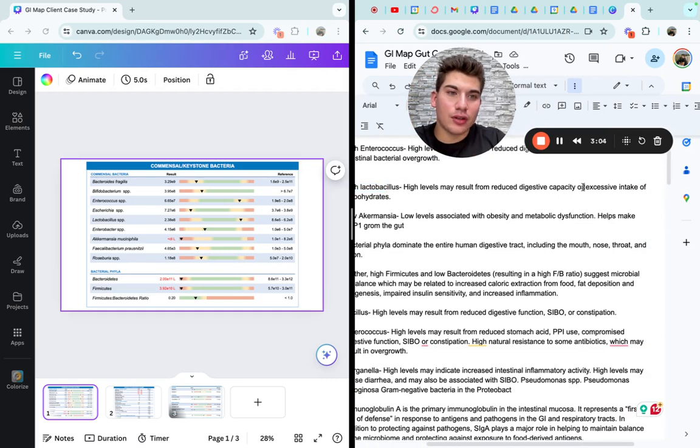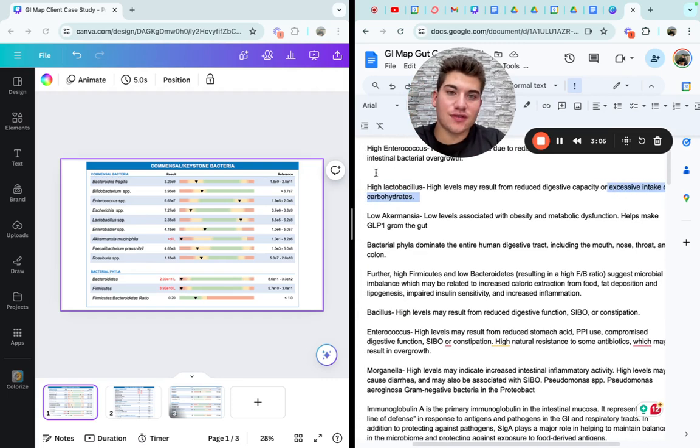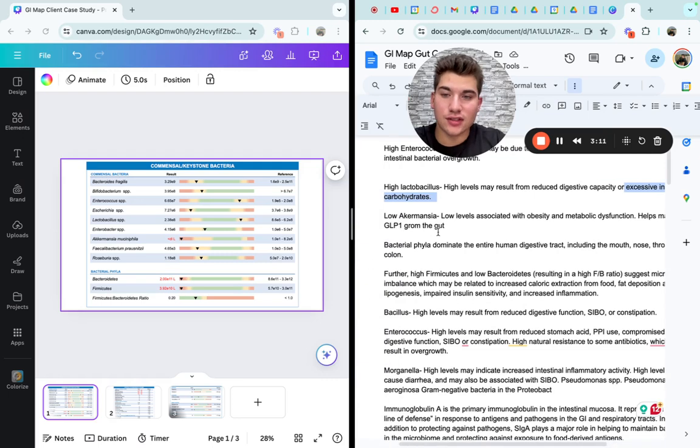And you can get higher lactobacillus from overdoing probiotics, but also excessive intake of carbohydrates, which is normal for people that are bodybuilding, looking to build lean muscle tissue, or even people that are following highly processed diets, a lot of processed carbohydrates full of sugars, all of that.